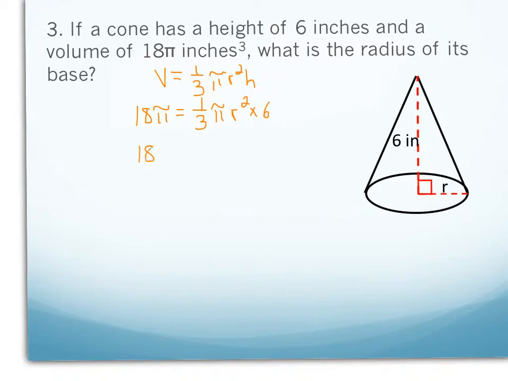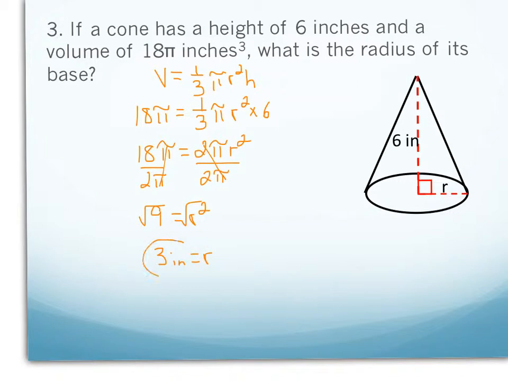Okay, so simplifying on the right, we have 18 pi equals 2 pi r squared. A third of 6 is 2. Then divide both sides by 2 pi. And we're left with 9 equals radius squared. So then take the square root, and we get that 3 inches is our radius.